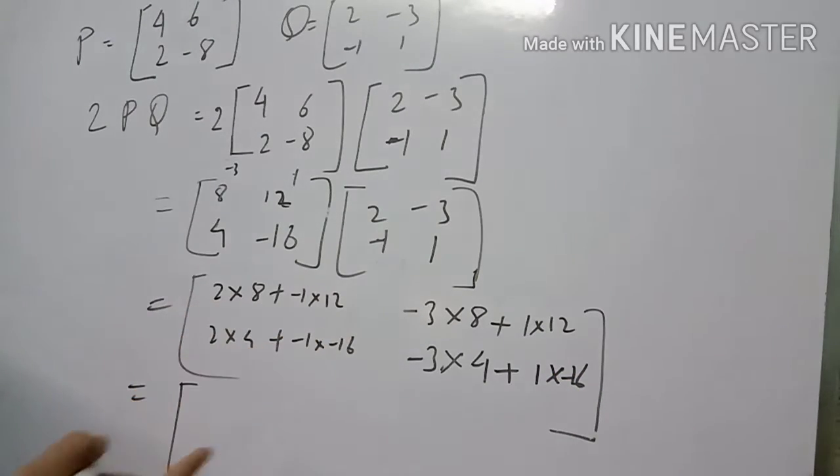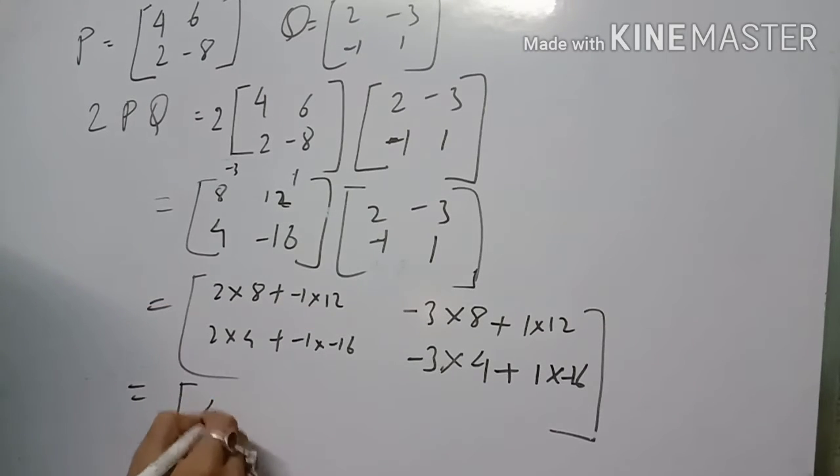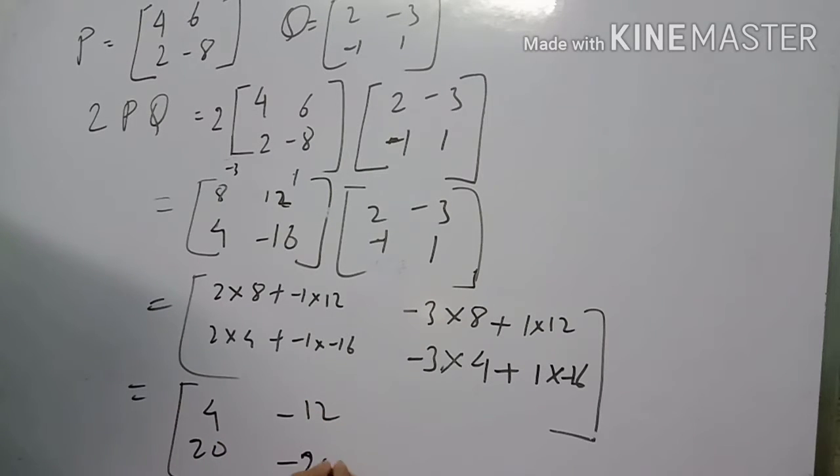2 into 8 is 16, minus 12, it becomes 4, and here 8 minus 16 plus 16, so it becomes 20. Minus 24 and 12, it becomes minus 12. Minus 12 minus 16 becomes minus 28. So we are done with the sum.